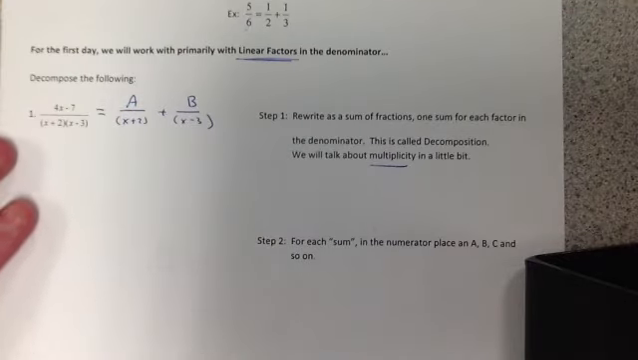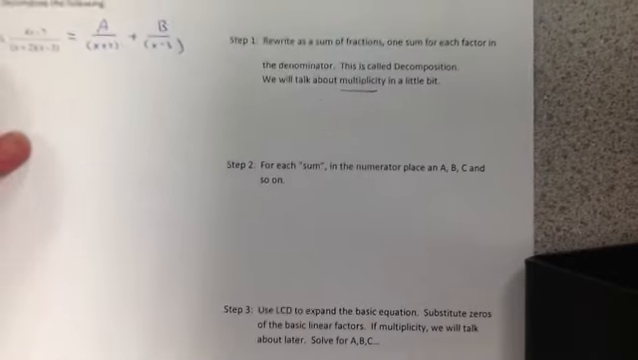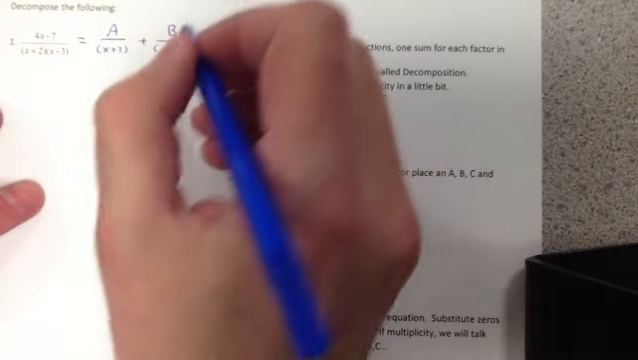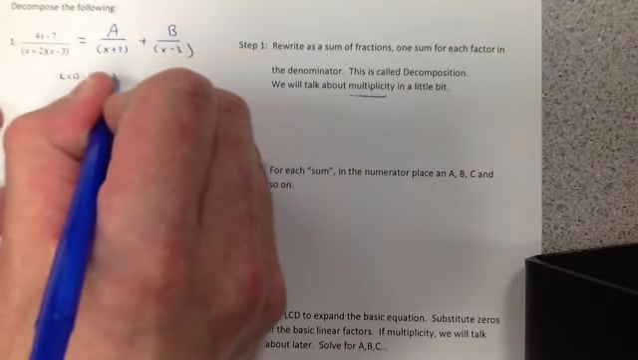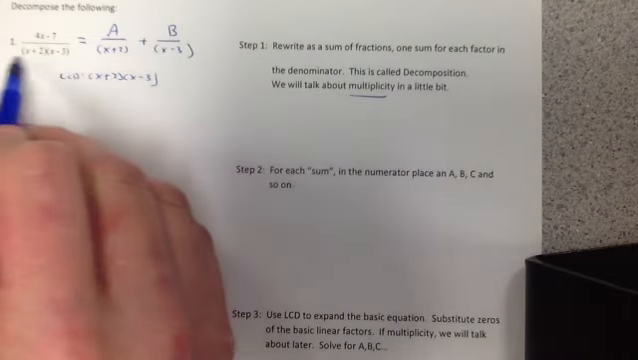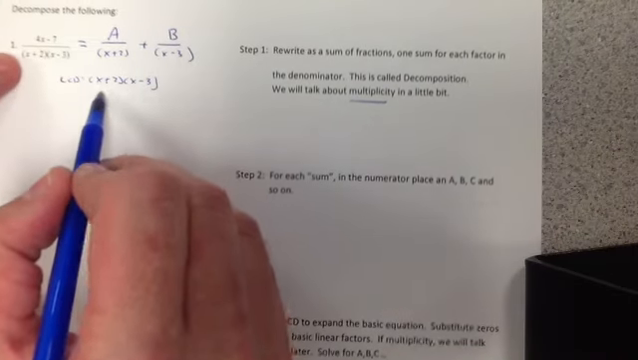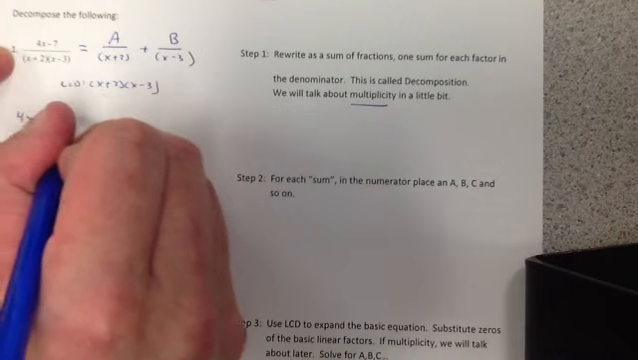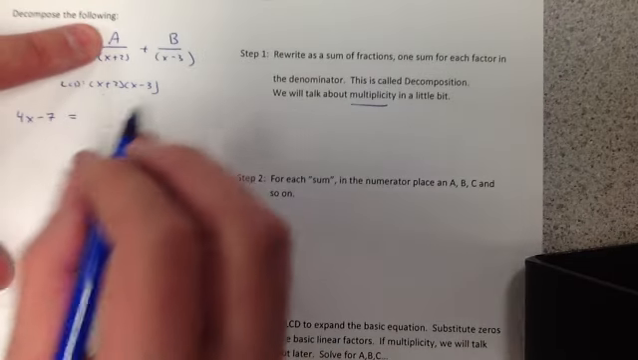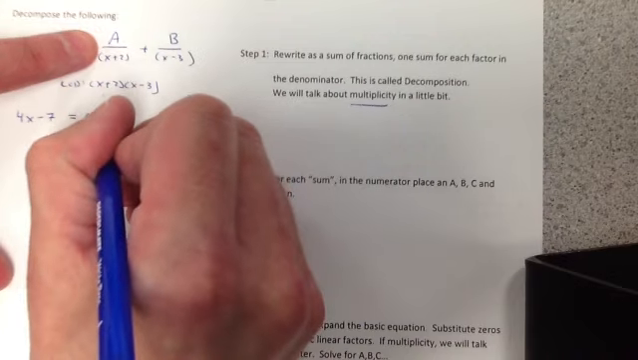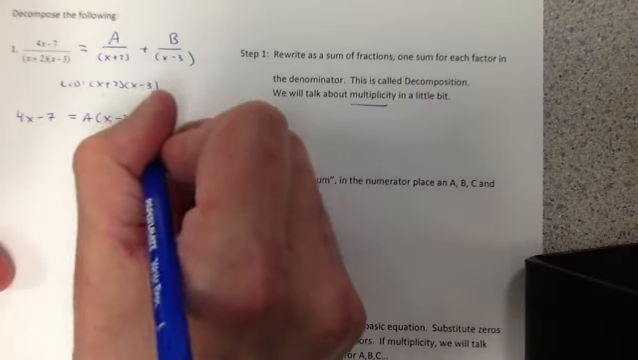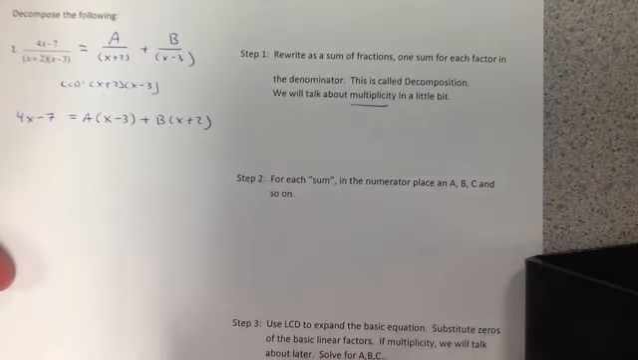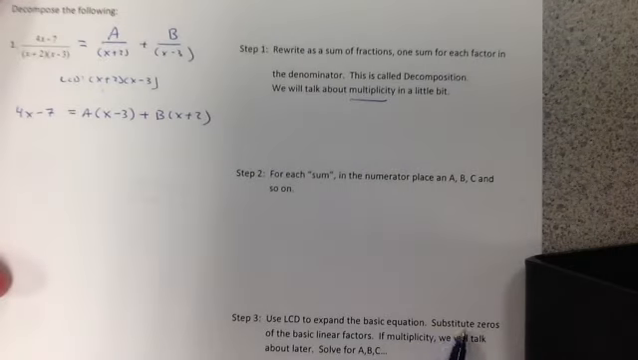Now, step 3, it says to use the LCD to expand the basic equation. Well, what is the LCD in this case? x plus 2 times x minus 3. And we're going to multiply everything by the LCD, just like we have done before. If I multiply, I'm going to get 4x minus 7 equal to, over here, the A has the x plus 2, so that's going to cancel. I'm left with x minus 3. The B has the x minus 3, so it's going to be left with the x plus 2. Like so.